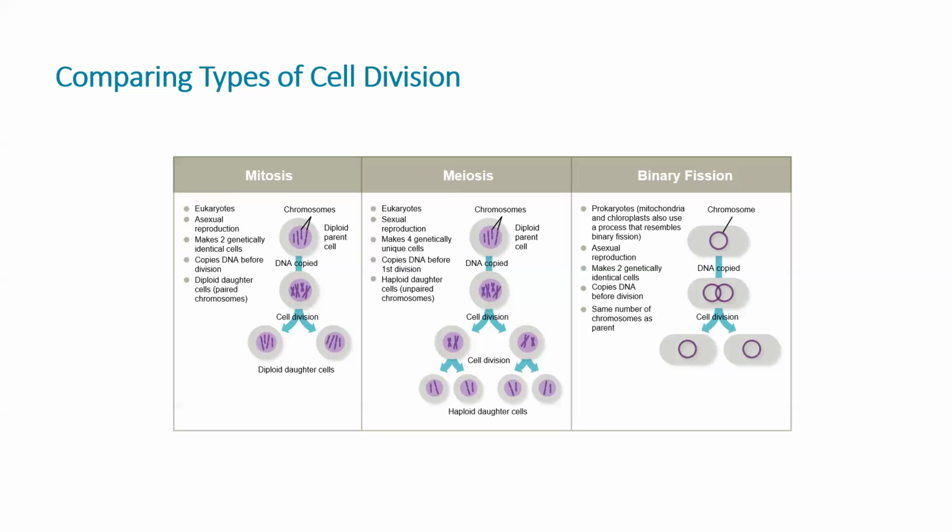In mitosis, you need to know that you have your diploid daughter cells, and in meiosis, you need to know that you have your haploid daughter cells, which are gametes, which are used in sexual reproduction.